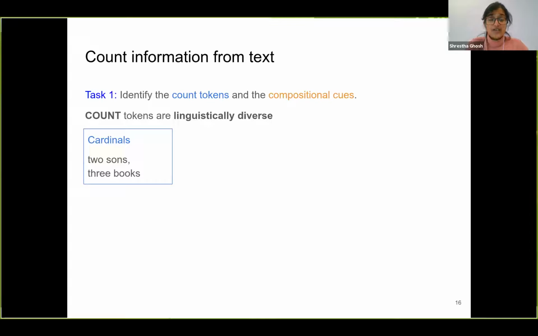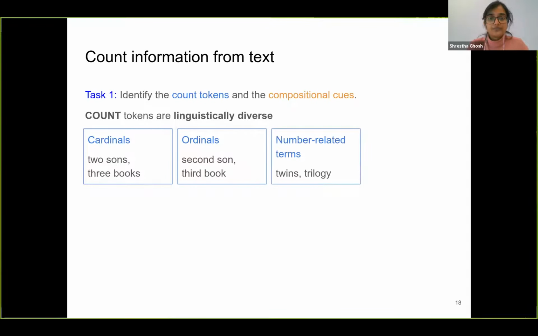Also, the task is difficult because count tokens are linguistically diverse. Not only will counts occur in text as cardinals, like 2 sons or 3 books, but they can also occur as ordinals, like somebody's 2nd son or the author's 3rd book. They can occur in number-related terms, like twins or trilogy, or as indefinite articles.